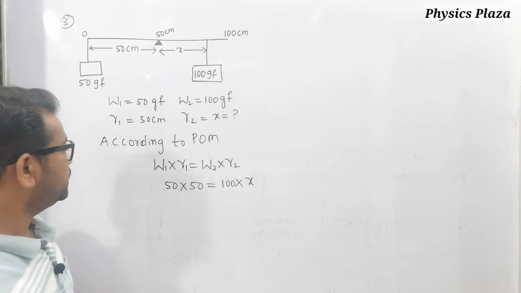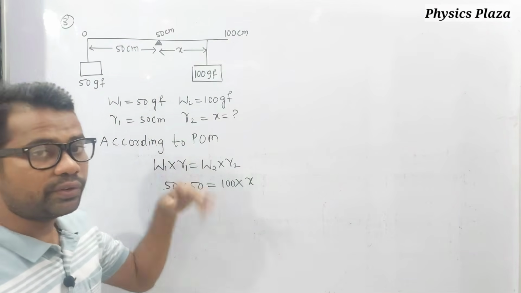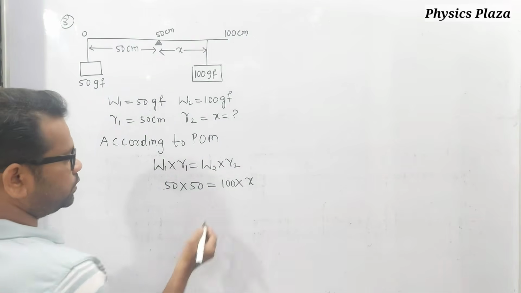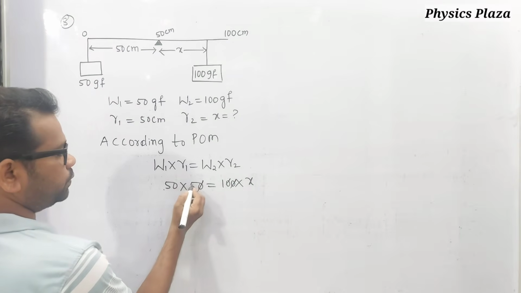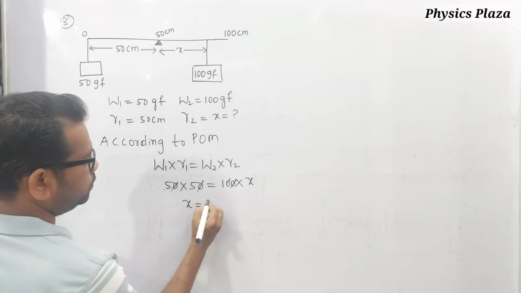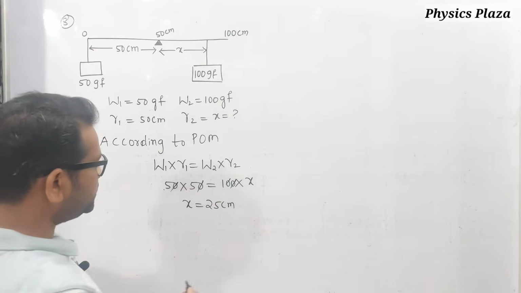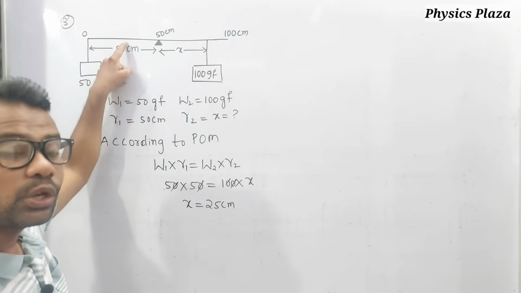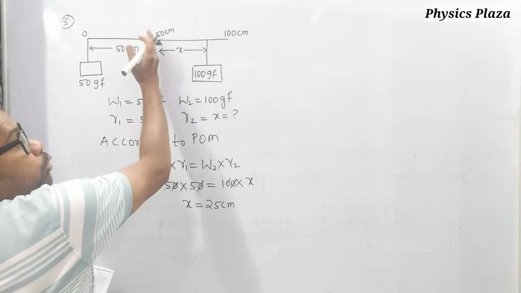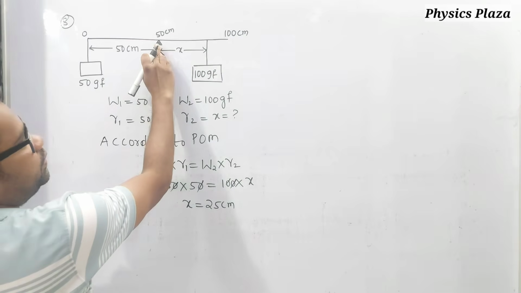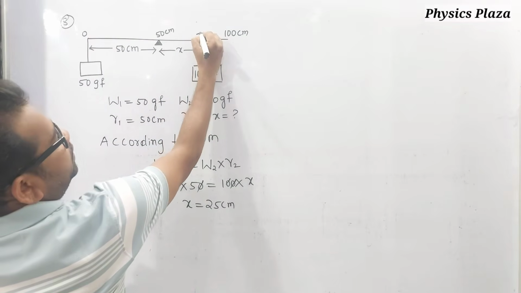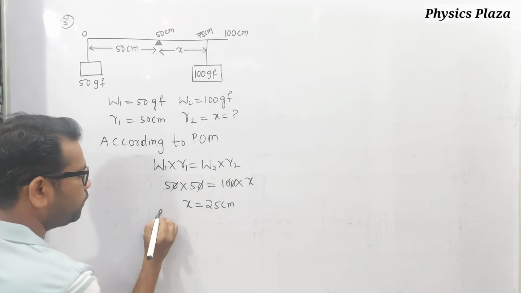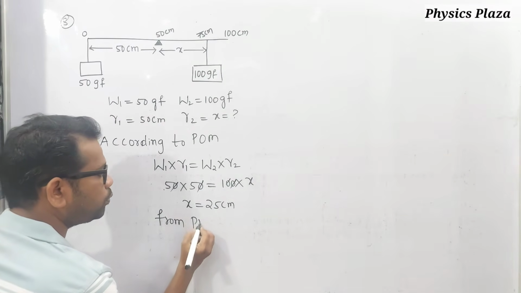Here you may get one doubt. Sir, here distance is given in centimeters. Shouldn't we convert it to meters? Not required, because weight is also given in gram force. So no problem at all. Okay, fine. So now 5 into 5 is 25. x is equal to 25 centimeters. You may get one doubt. So 25 centimeters means here only. But how is it balanced? Yes. 25 centimeters from the pivot point towards the right side. Means this is 50 plus 25. Means this mark is at 75 centimeter. So x is equal to 25 centimeters from the pivot point.